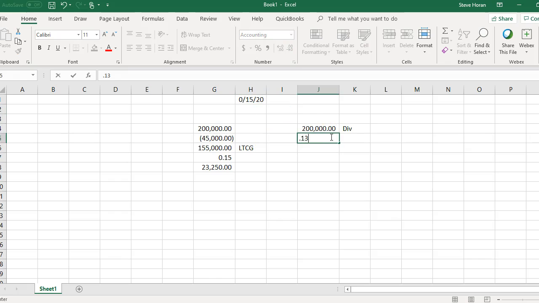So we'll just take the 200,000 times 0.15, and we just do the multiplication, and we get the tax bill of $30,000. Okay, so that's the answer for 25. A was here, and B was right here.